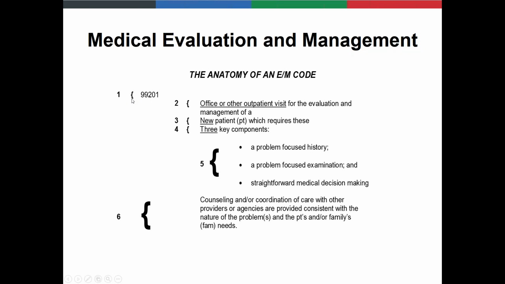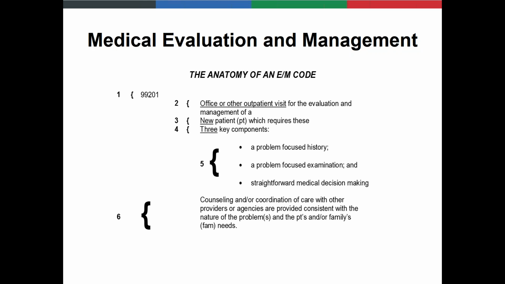So you have the 99201, and what I want you to do is go to the very front of your code book and look at 99201. Let's look at that code together. It gives you a very detailed description of what this code encompasses. It says 99201, office or other outpatient visit for the evaluation and management of a new patient, which requires these 3 key components: a problem-focused history, a problem-focused examination, and straightforward medical decision-making.